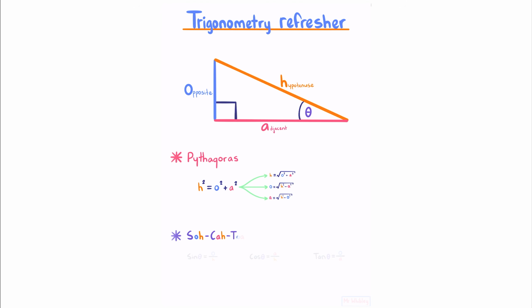The term SOHCAHTOA is a method of remembering trigonometric ratios. SOH tells us that sine of the angle is equal to the opposite side divided by the hypotenuse. CAH tells us that the cosine of the angle is equal to the adjacent over the hypotenuse, and TOA tells us that tan of the angle is opposite over adjacent.